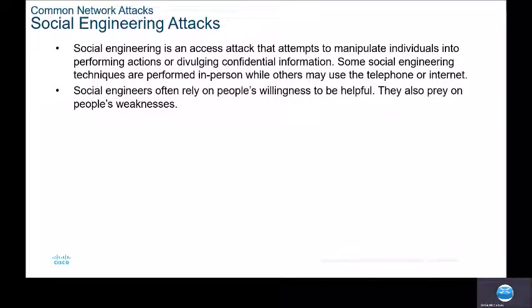So social engineering is an access attack that attempts to manipulate individuals into performing actions or divulging confidential information. Some social engineering techniques are performed in person, while others may use the telephone or internet. Social engineers often rely on people's willingness to be helpful. They also prey on people's weaknesses.